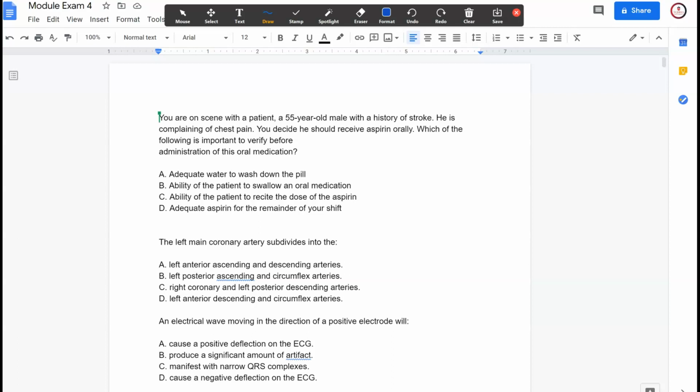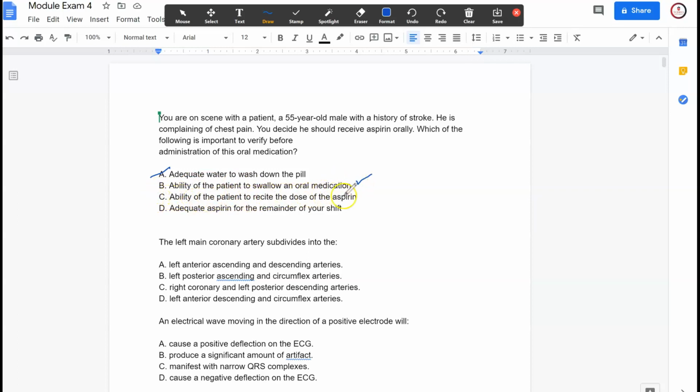chest pain. You decide he should receive aspirin orally. Which of the following is important to verify before administration of an oral medication? All right, so adequate water to wash down the pill. We don't use that. We don't use water in the pre-hospital setting to swallow pills. Ability of the patient to swallow an oral medication. I like that one so far.